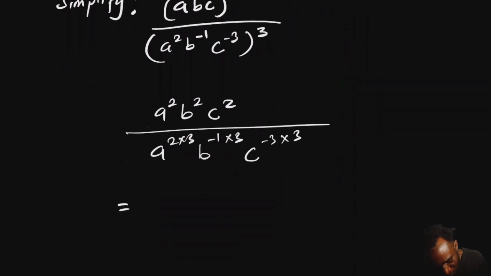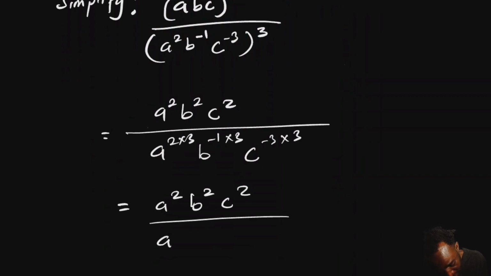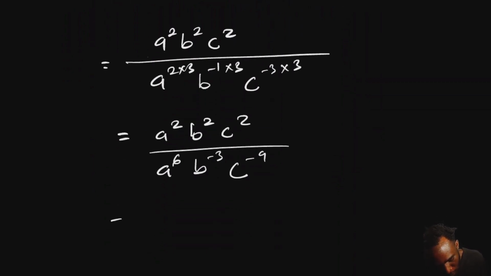So further, we are going to get, in this case, a raised to the power 2, b raised to the power 2, c raised to the power 2, and then 2 times 3 is 6, so it's a raised to the power 6, and b: minus 1 times 3 is minus 3, and c: minus 3 times 3 is minus 9. So this is what we have now.